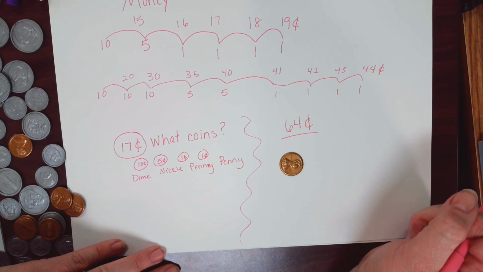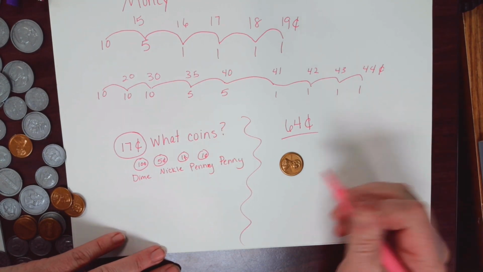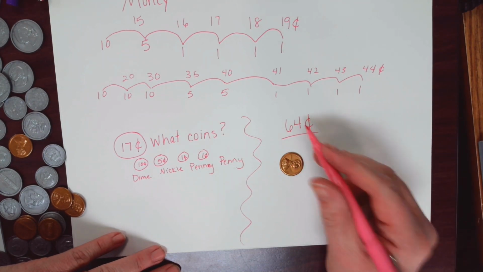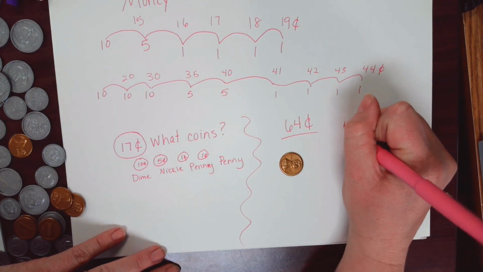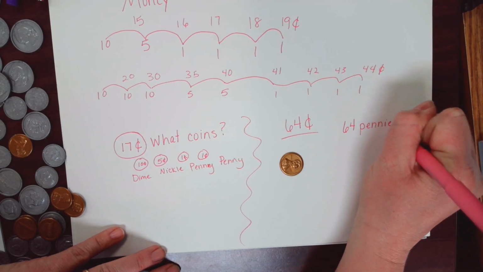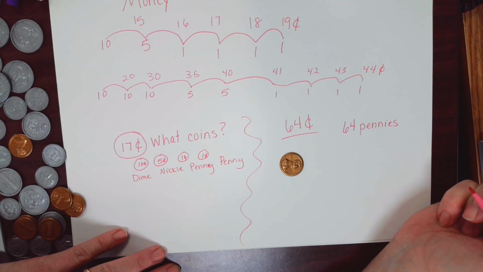Could, but really don't want to. But it's common sense because these are ones, and so it takes 64 of them to equal that. Yes, I get that. So you can say 64 pennies, Miss Haycraft, and I'm going to say yes, now give me something else.